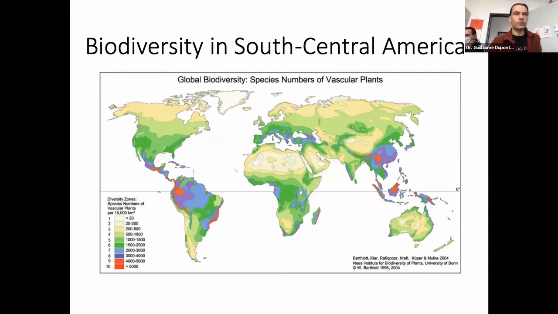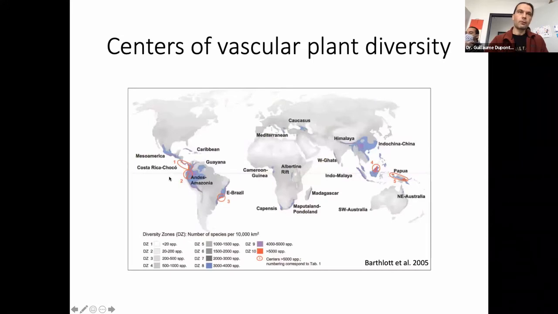If you look at plants, we see a similar pattern. In fact, there are 3 so-called centers of vascular plant diversity, so areas where we have over 5,000 species of plants. We have the Costa Rica Choco area, which is Costa Rica and Panama, and northern Colombia. Then we have the Andes Amazon, and we have in Brazil, the Atlantic rainforest. So there's a concentration of a lot of biodiversity.